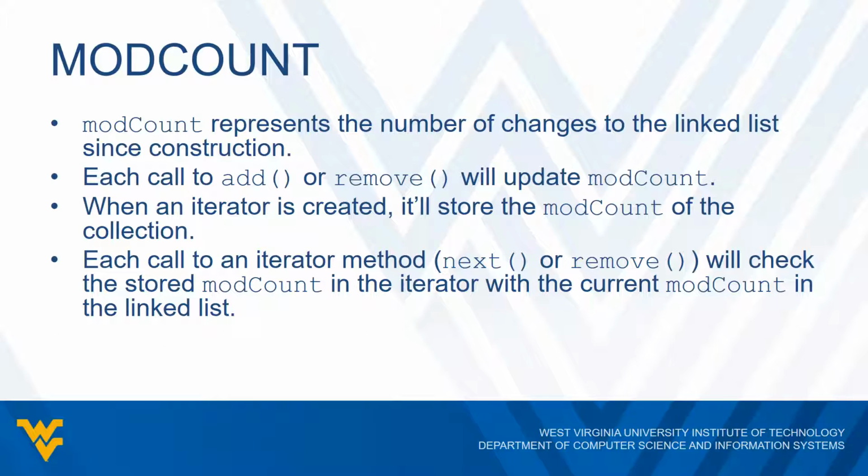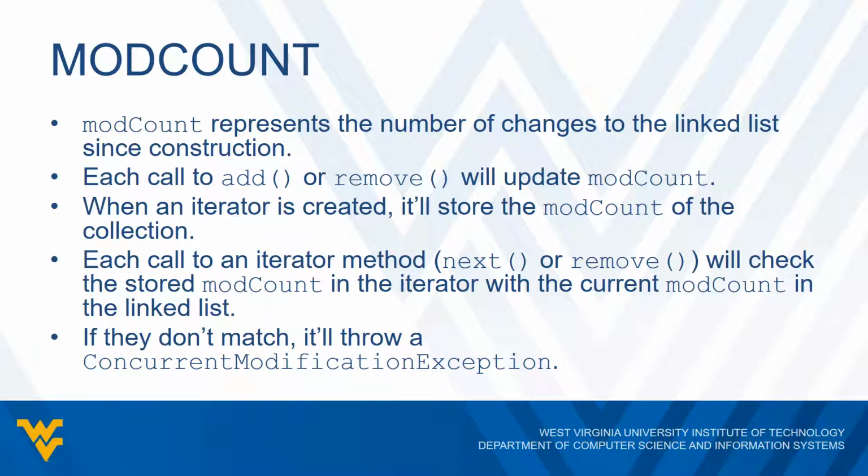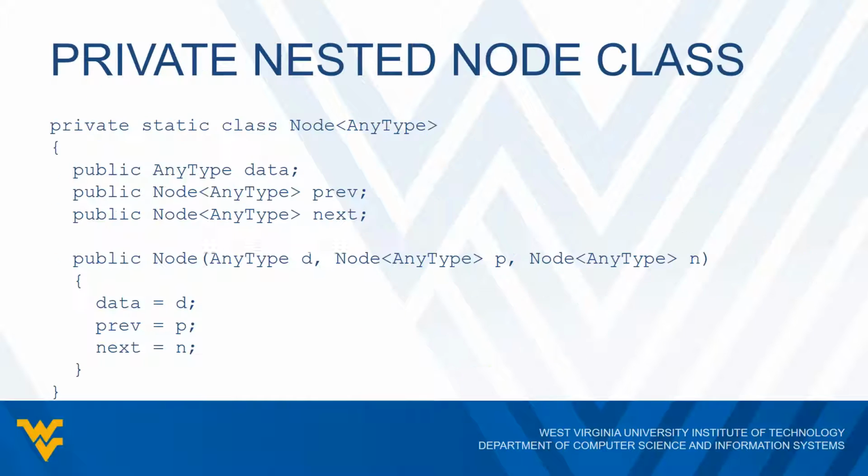If they don't match, which means the linked list was modified after the iterator was created, the iterator should not be valid anymore. So it will actually throw a concurrent modification exception, which just simply means we made changes to the linked list after the iterator was created, so that iterator is no longer valid. You're not allowed to call next or remove after making changes to the list.